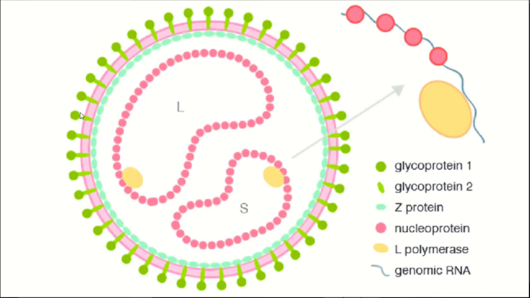And then also, LCMV is a bisegmented, negative sense, single-stranded RNA virus. So there's two segments, the L segment and the S segment. And they are ambisense. Basically what it means is that they're oppositely oriented. So the 3' end will be antisense, which means that you can directly transcribe from this area, whereas the 5' end is positive sense, which means it needs to be copied by the viral RNA-dependent RNA polymerase into a template, and then after that, it can be transcribed.